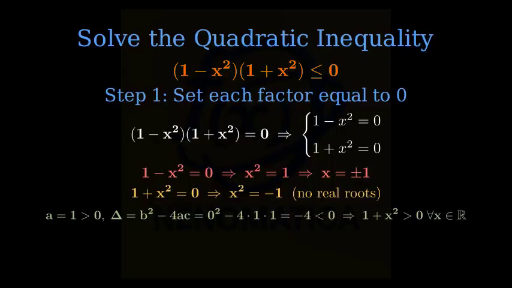Next, analyze the second one. 1 plus x squared equals 0. That would give x squared equals -1, which has no real solutions. We can also confirm that with the discriminant, delta equals b squared minus 4ac, which equals -4, less than 0. Therefore, 1 plus x squared has no real roots and is always positive.